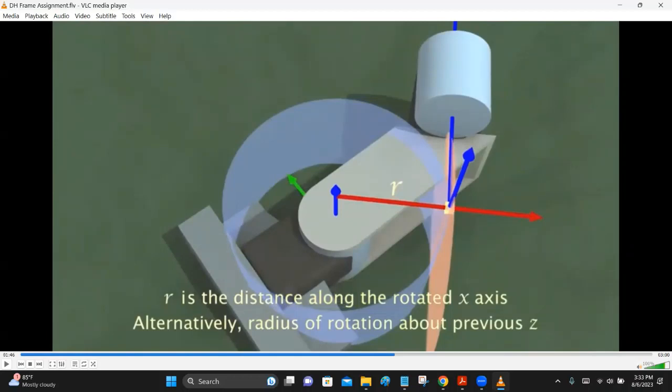Now this is the length of the common perpendicular, link 1 length. In this video, it is labeled as R, but in our case, we call it A, okay?